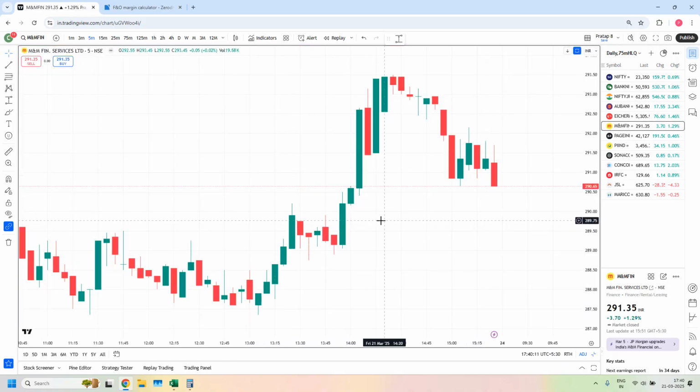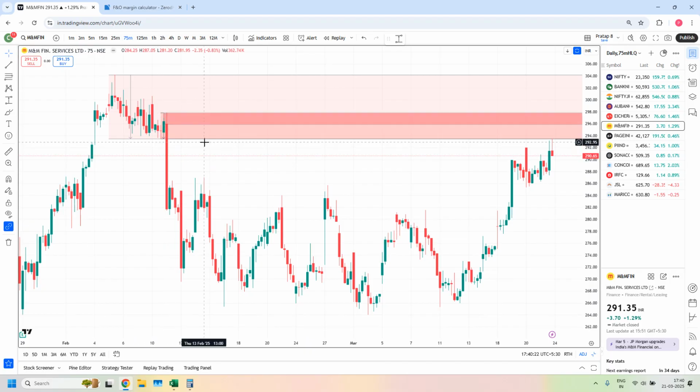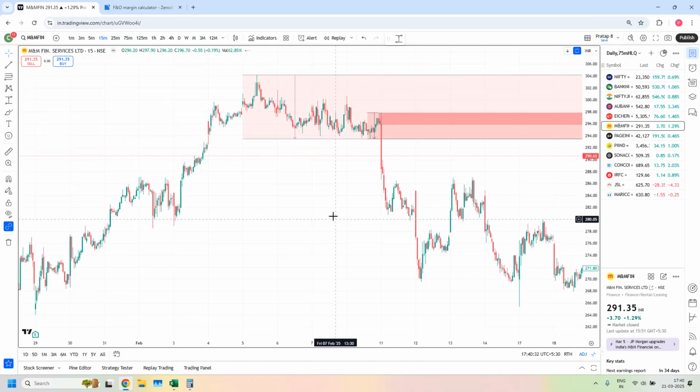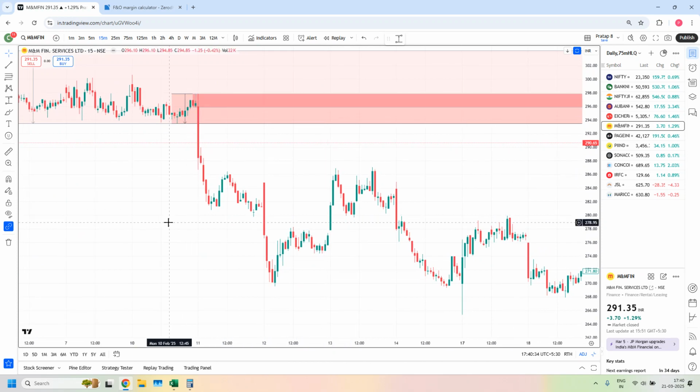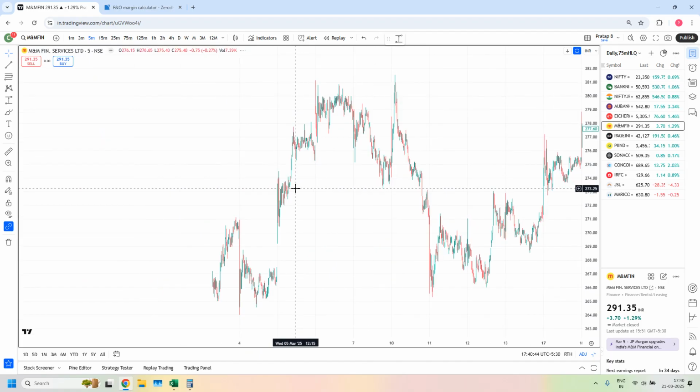M&M Finance daily. I think I didn't fine-tune this completely. Only 75 minutes and 15 minutes I fine-tuned. The daily zone we have, if drop 1, 2, 3, 4, 5, drop. Within the 75, 15 minute zone I have drawn. We have rally, 2 base candles and drop candle. Within this 15 minutes, I didn't find proper 5-minute zone.